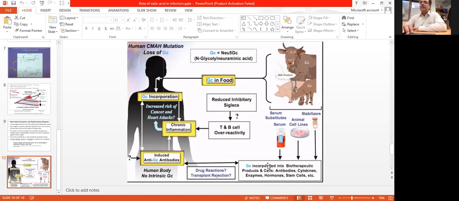So all these things, apart from these impurities, have GC and 5GC of animal origin incorporated in them. And it also goes into your body and generates the same kind of response. So people who are taking animal meat have an increased risk of heart attacks, cancers, and other autoimmune conditions, including renal failures, alopecia, etc. So you should be very careful.